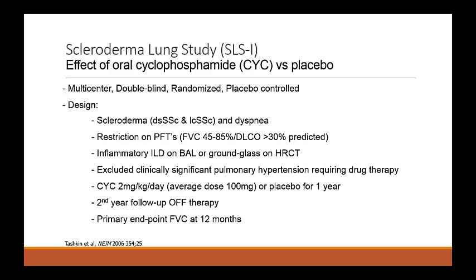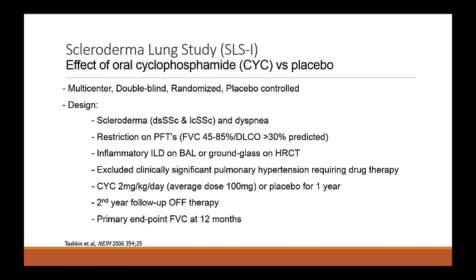So these are symptomatic patients with ILD. They had to have restriction on their PFTs, defined as an FVC less than 85%, but their DLCO had to be more than 30% of predicted. They had to have active alveolitis, which they defined as a BAL that showed evidence of active inflammation or a high-risk CAT scan that showed ground glass.